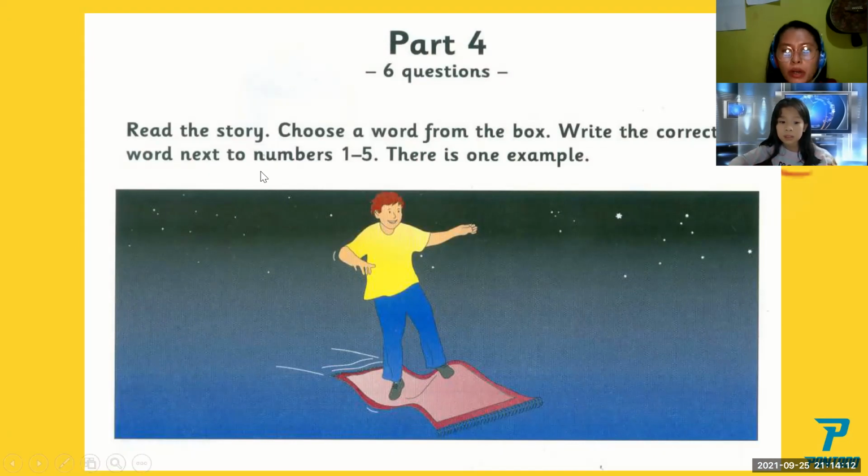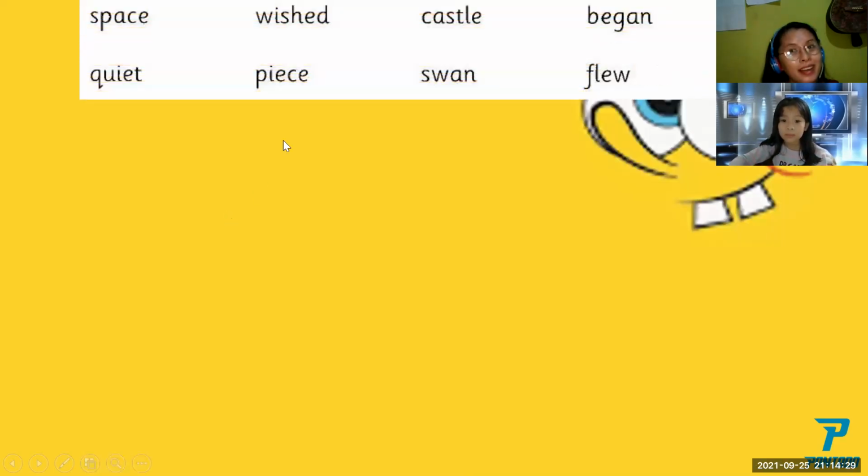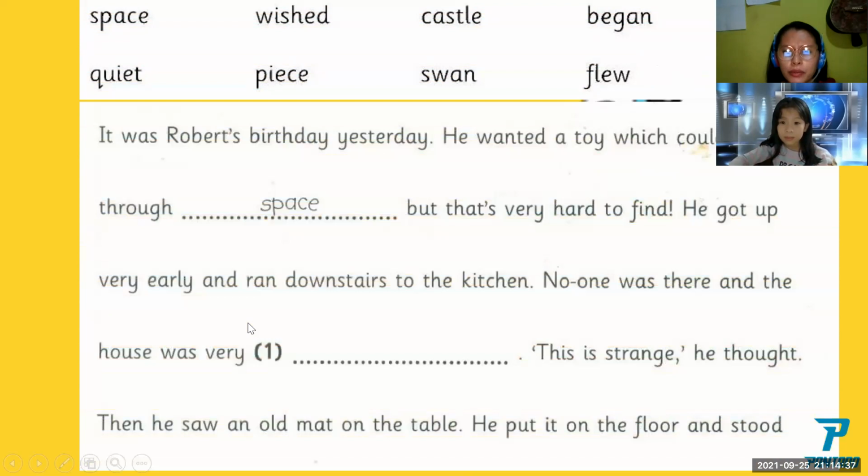Let's read a story about the boy, and I want you to choose a word from the box, and then you're going to write the correct word next to number 1 to 5. So this is the story. It's all about Robert's birthday yesterday.